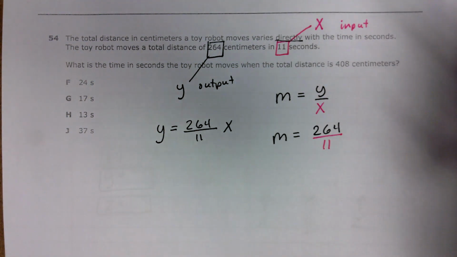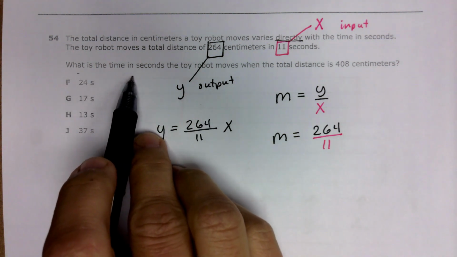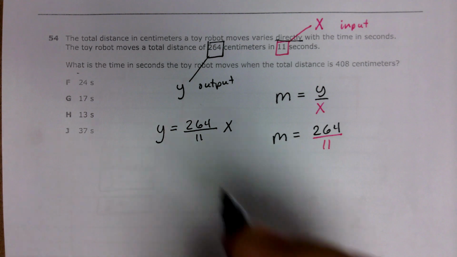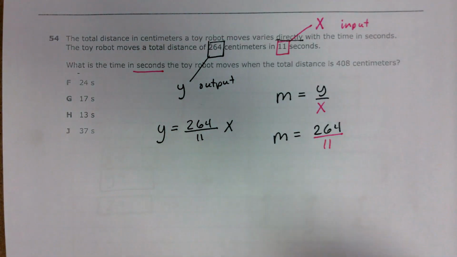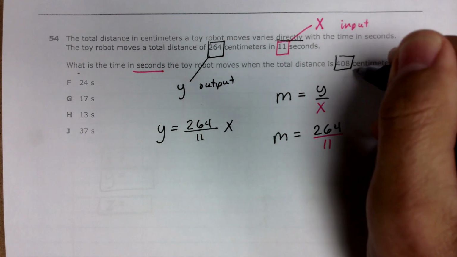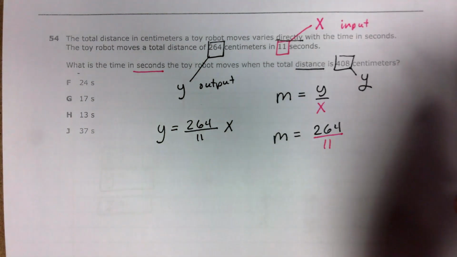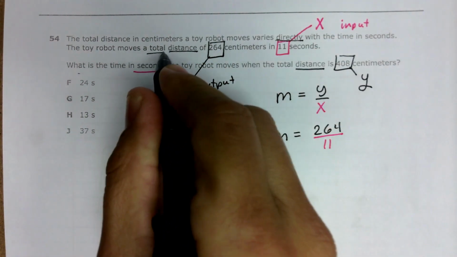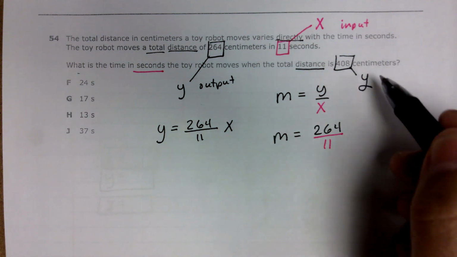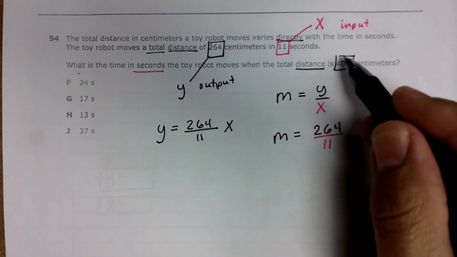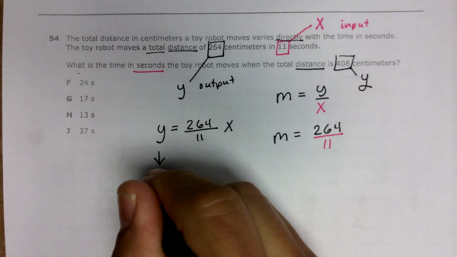Next I'm going to look at the last part of the question, and it's going to ask me to find something. It says, what is the time in seconds the toy robot moves when the total distance is 408? Again, notice they're giving me a y value. They're telling me the distance that something has moved, no different than getting my y value up here, where it told me it moved a total distance of 264 centimeters. So since they're giving me this value, I'm going to replace the y in my equation with that value.